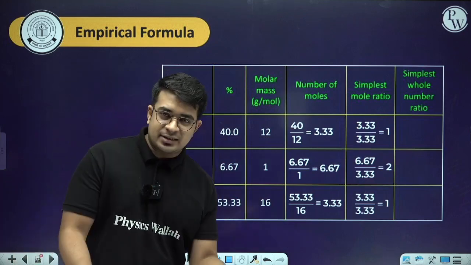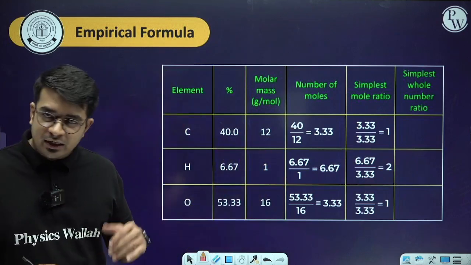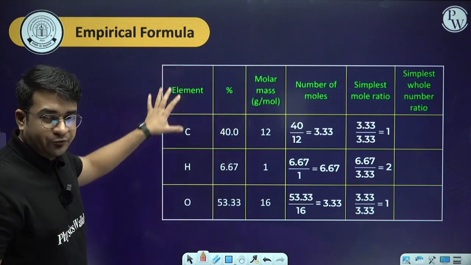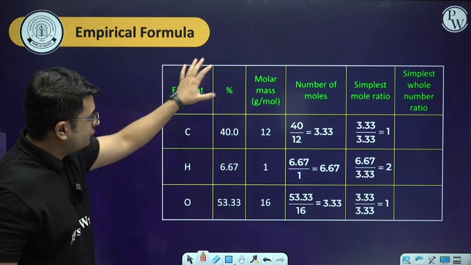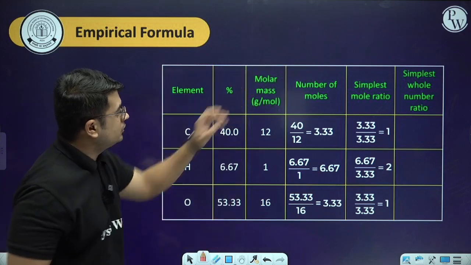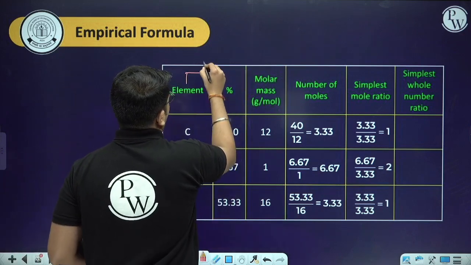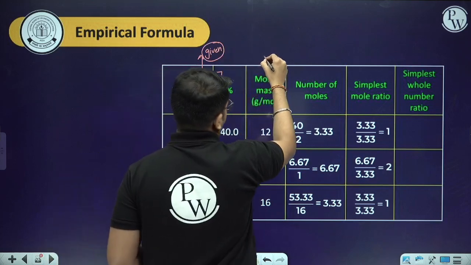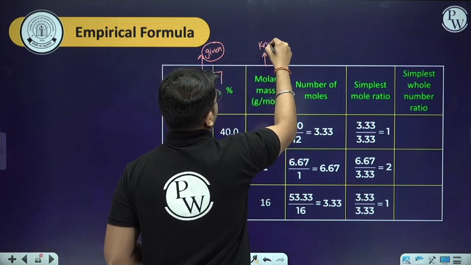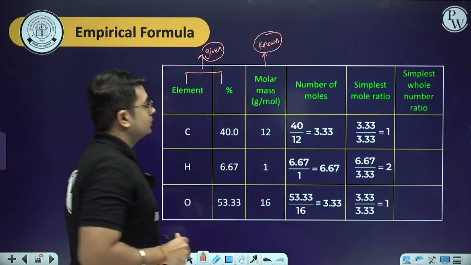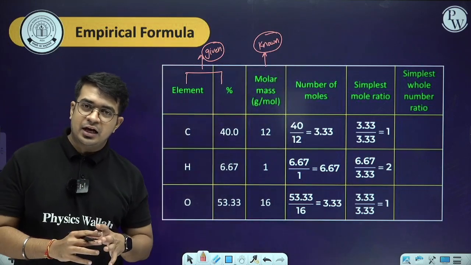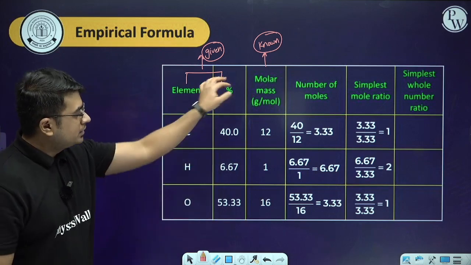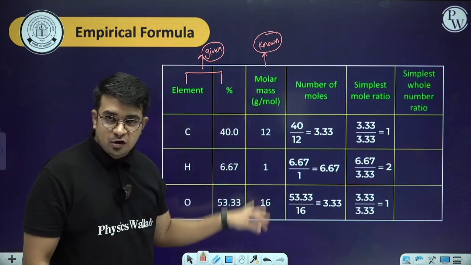And I always suggest making a table like this so that your calculation becomes very, very easy. In the question, you can find whatever elements are present and their percentage composition. This information is always given to you. These are the three things which are already known to us: elements are given, their mass percentage is given, and molar mass you already know.